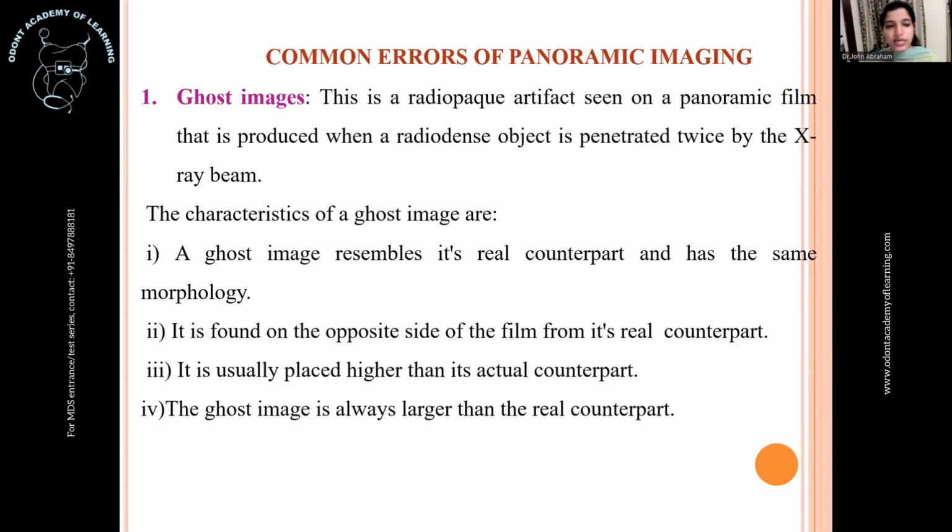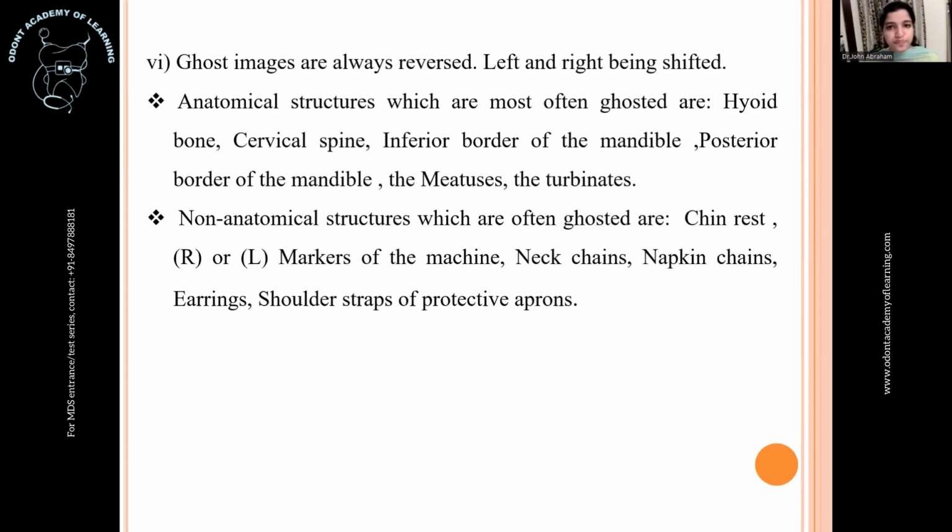So we'll just see some pictures. Before that, we'll just say some characteristics of a ghost image. A ghost image resembles its real counterpart and has the same morphology. So if there's a ghost image, it will have the same properties as that of the object being exposed, and it is found on the opposite side of the real counterpart. It is usually placed higher than the actual counterpart and it is always larger than the real counterpart. So we'll see a picture.